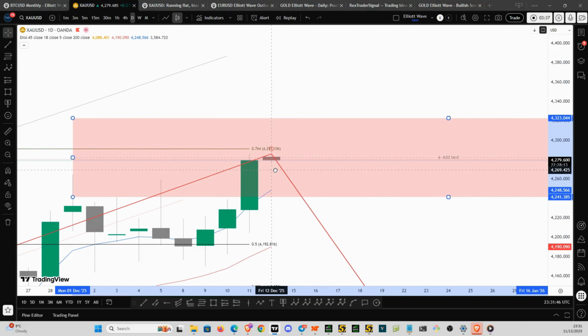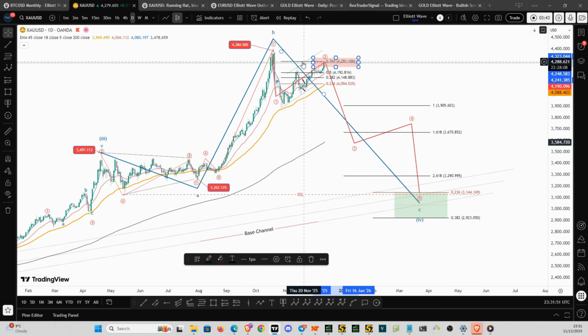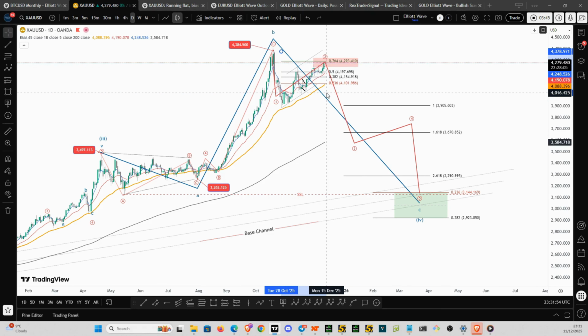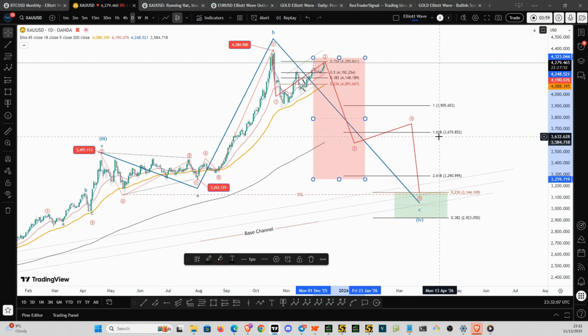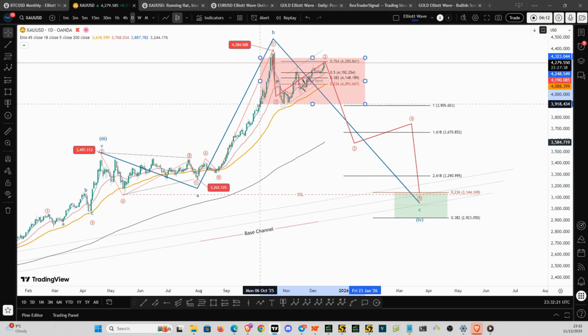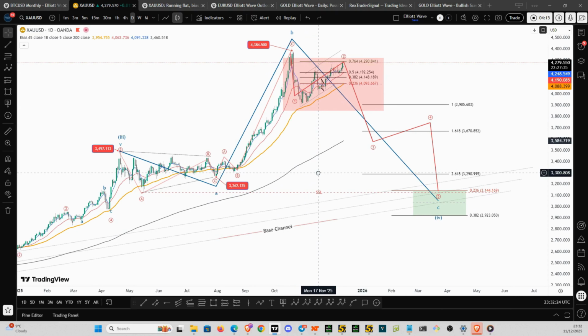If rejection holds at 4,291, Wave 2 of C can be treated as complete, and Wave 3 of C should kick in immediately. Wave 3 of C is the aggressive leg. It is expected to drive past Wave A's low and reach at least the 1.618 extension, which in this structure projects around 3,671. That's the first major downside objective for the middle of C. To see how Wave 2 of C is building and where that rejection may trigger, let's drop down to the 4-hour chart and zoom in on the internal structure.